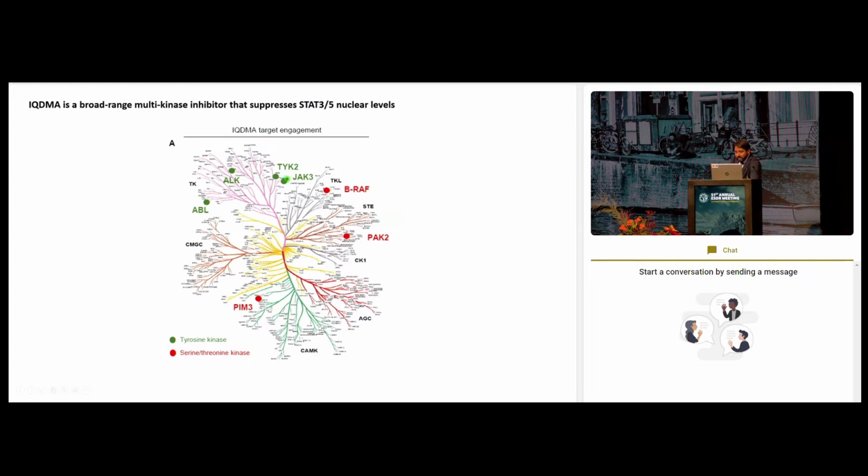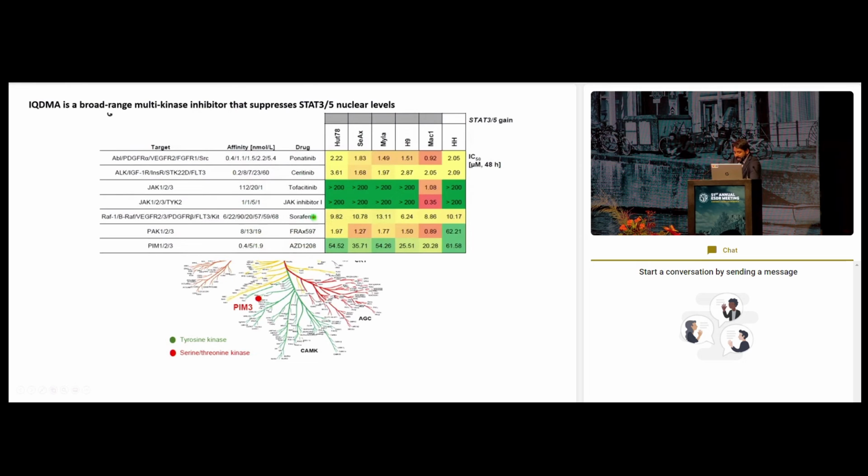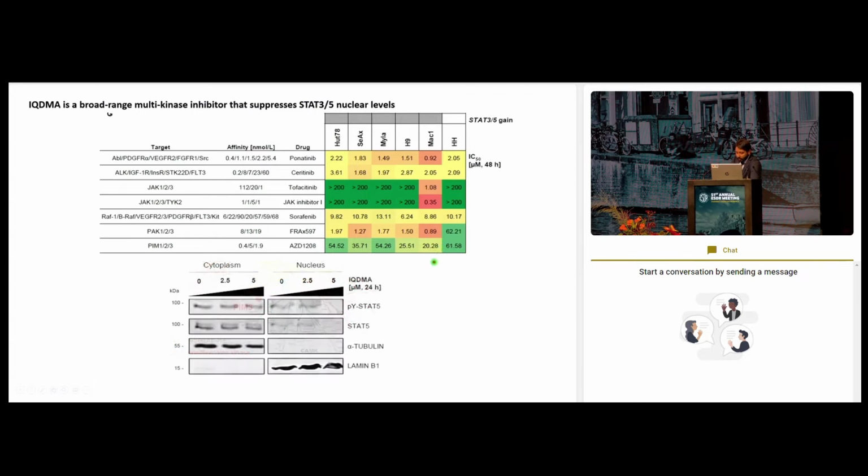So we used the FDA-approved drugs for these particular targets to see whether they can mimic this IQDMA-like phenotype, or have an IC50 like IQDMA. And indeed, we saw that the other drugs did not, because they have a very high IC50. Only the PAK inhibitor has an IC50 quite comparable to IQDMA.